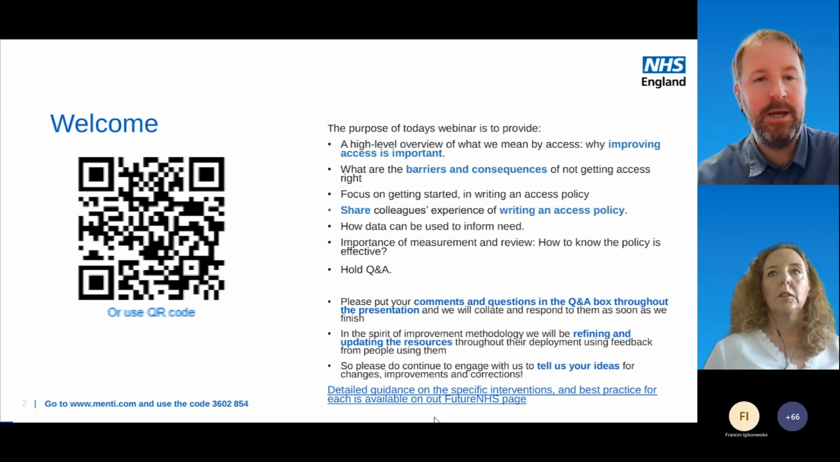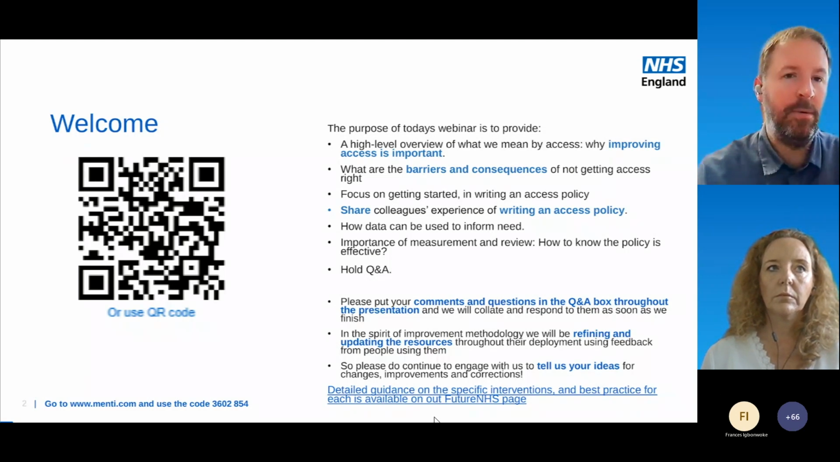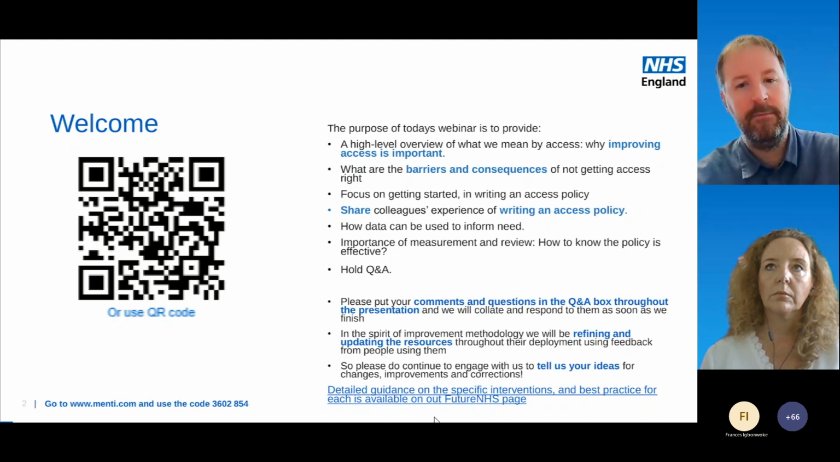We're going to talk to you a bit about using data to inform the need that will underpin your access policy, and we'll talk about what's important in terms of measurement and review, and knowing whether or not your access policy is effective.